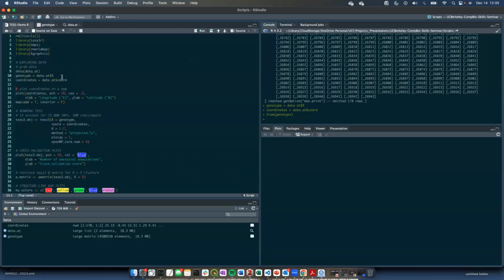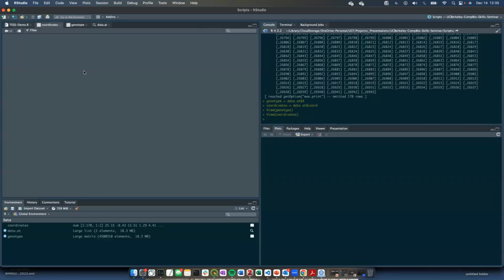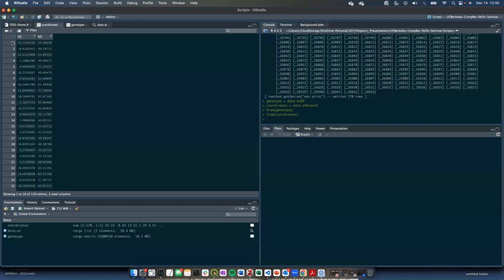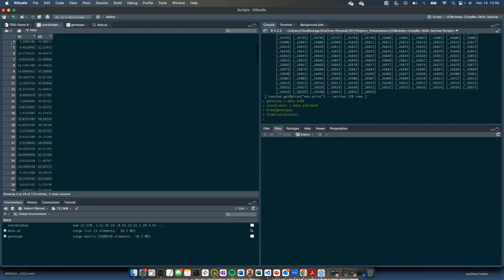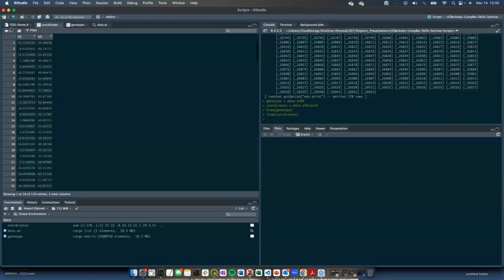We also have our coordinate data. So we've loaded this into a variable called coordinates. If we take a look at that, we have our coordinates representing our longitude and latitude in each column, and then we have rows representing individuals. So we have 170 rows, just like we had 170 rows with the genotype data.